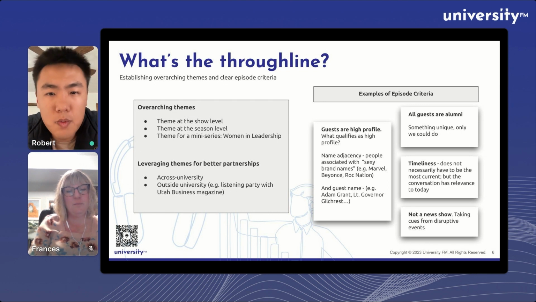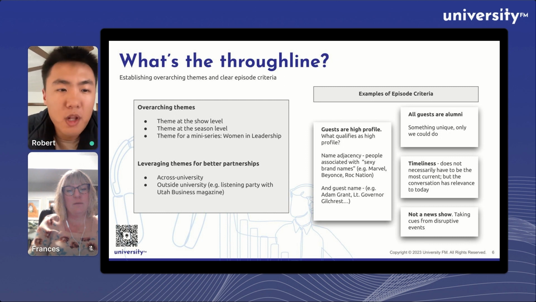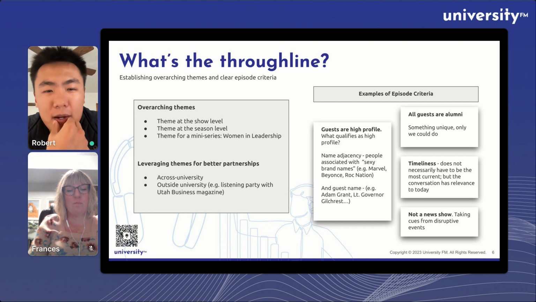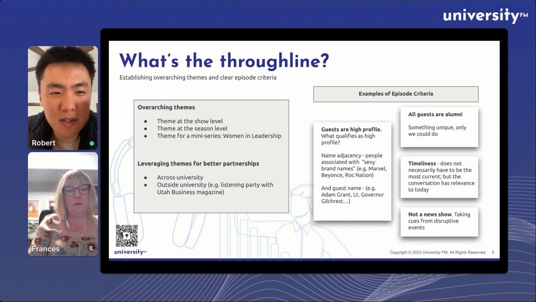Timeliness. In this case, this criteria would be that all episodes would have to be relevant to what's happening today, but the show is not a news show, so they don't have to be immediately the day-after reporting, maybe relevant at a higher level, right?